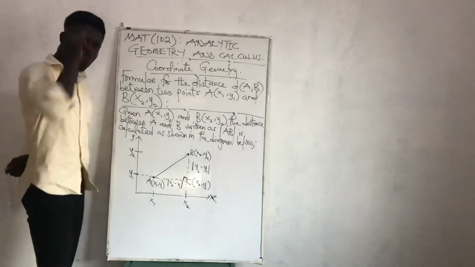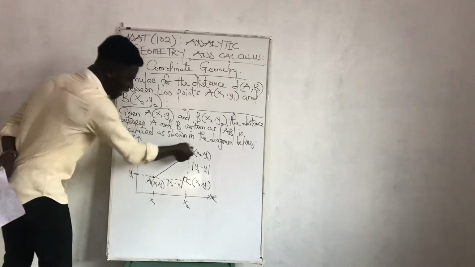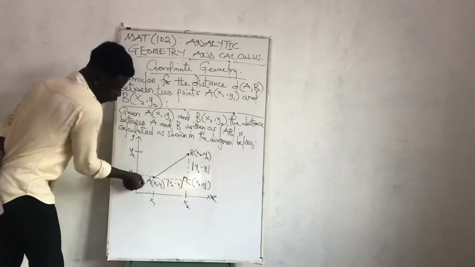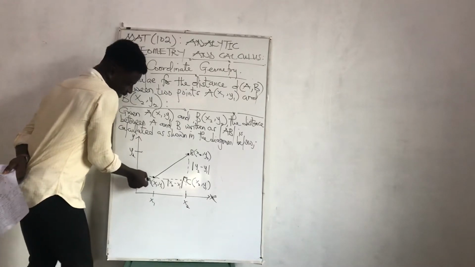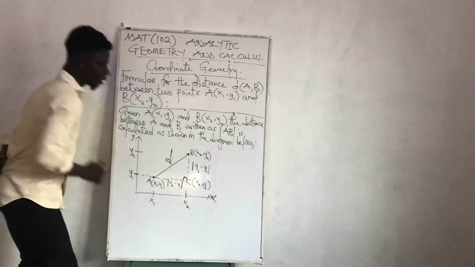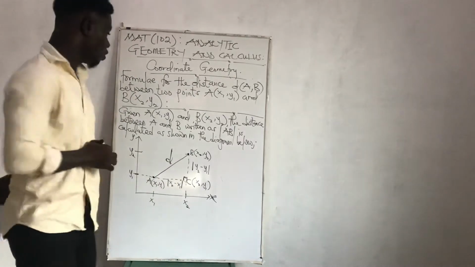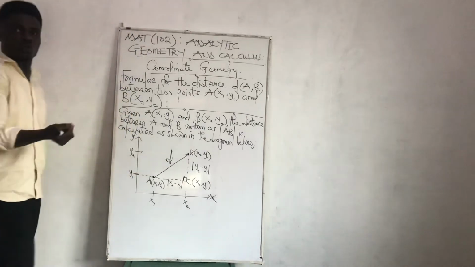So we are interested in finding the distance from A to B. We are interested in finding the distance from A to B. So let me place D here. Right. So if you want to find the distance from A to B, what will you do?